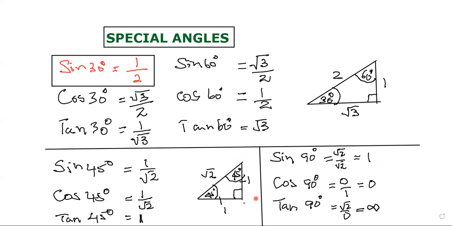Then cos 90, adjacent. Where is the adjacent? This adjacent is not for 90, but for 45. For 90, there is no adjacent. For 90, you have only opposite. So cos 90 is adjacent 0 over hypotenuse, which is root 2. So 0 over root 2 is 0.